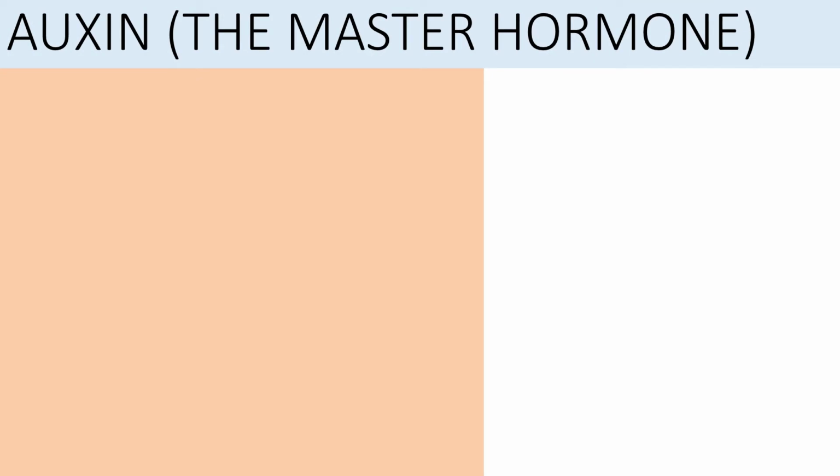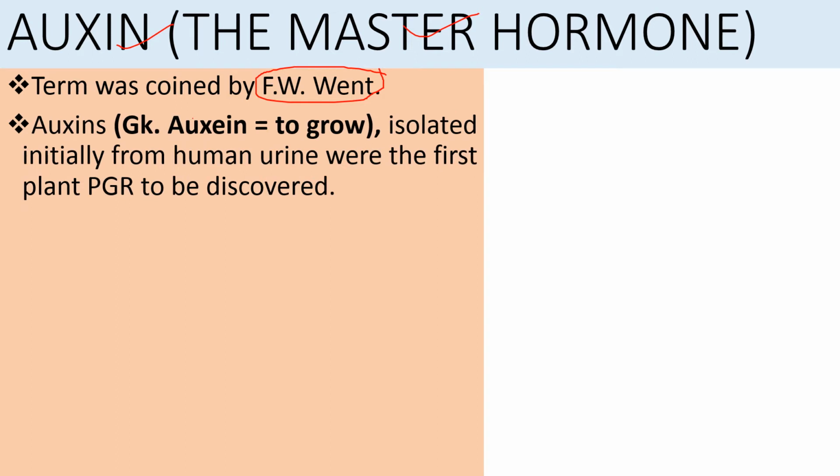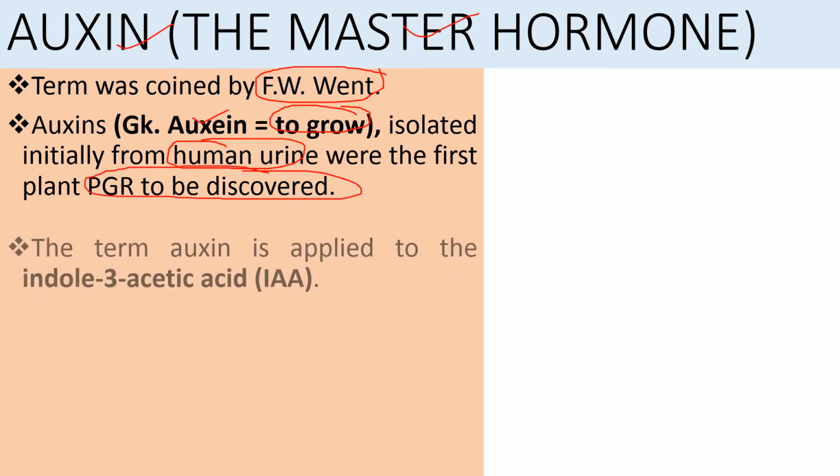Next we will start with auxin, commonly known as the master hormone. The term was coined by F.W. Went, and auxin is derived from the Greek word auxein, which means to grow. So it helps in growth of the plants, and it was first isolated from the urine of a patient, and it was the first hormone to be discovered. This is the first hormone that was discovered.